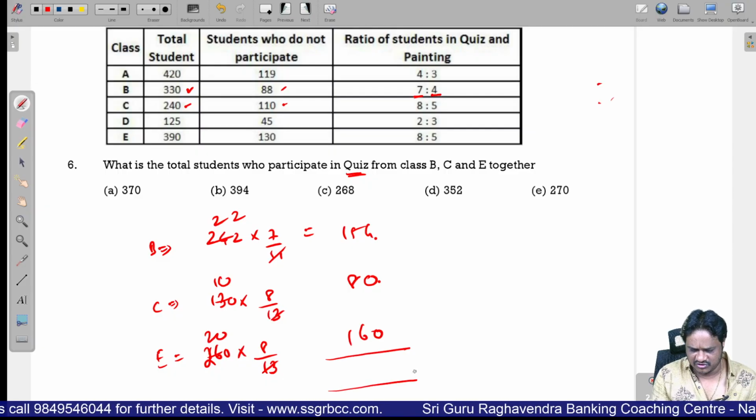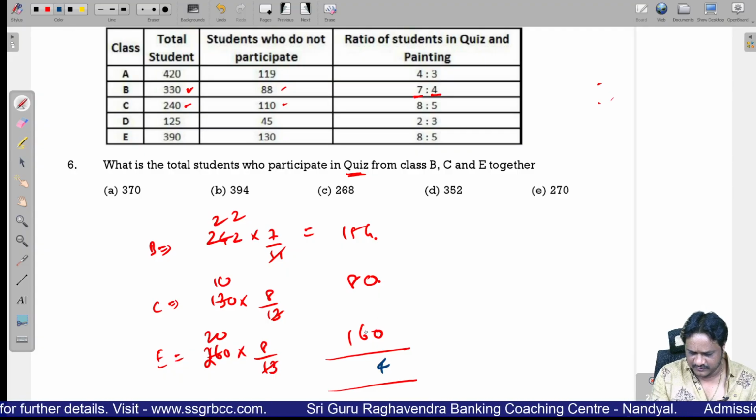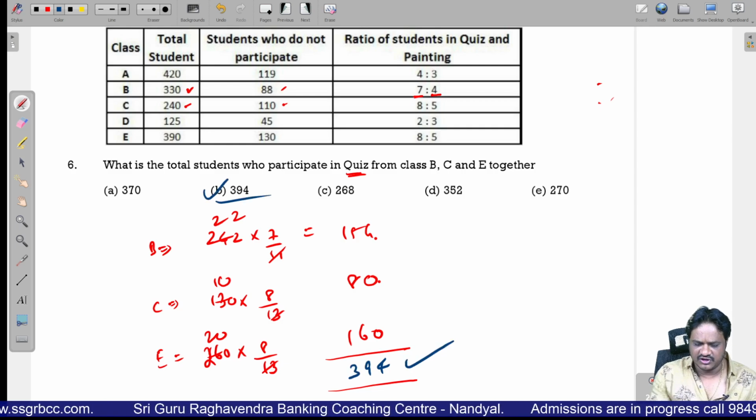So, what is the total strength who are participating? That is the sum. 4, 14, 19, then 3. It is 394. Option 2 is the correct answer.